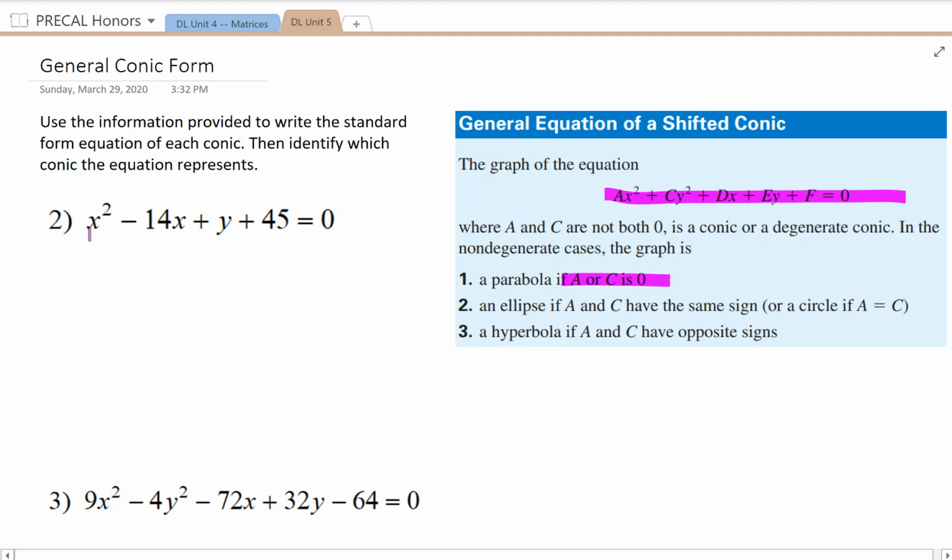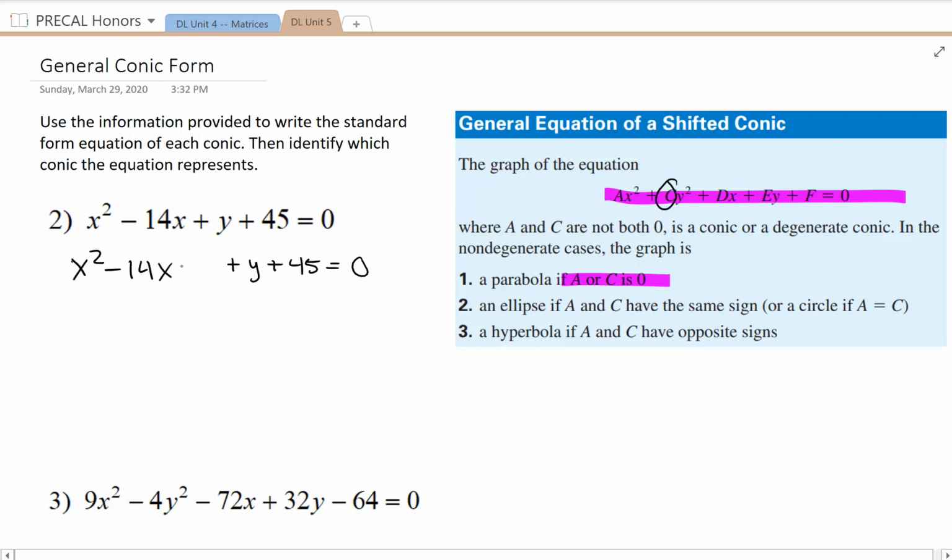Look at number 2. Do you know which conic it is? Well, let's see if your prediction is right. We need to complete the square, so we'll first group all of your similar variables, so x squared minus 14x. Then I'm going to leave a space for completing the square, and then I have plus y plus 45 equals 0. Oh, y squared is equal to 0. When C, the coefficient for y squared, is equal to 0, we have a parabola. So you already know what kind of conic you have, but let's continue to change it into standard form.